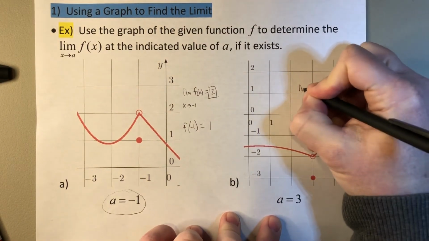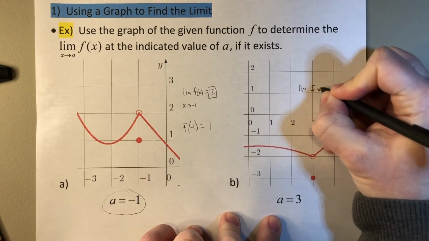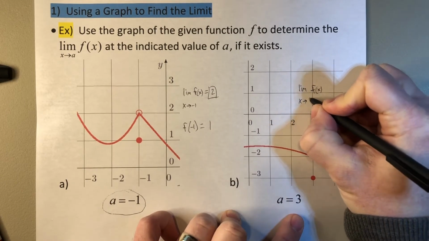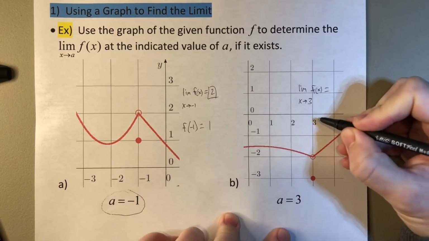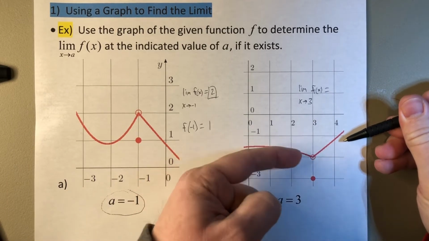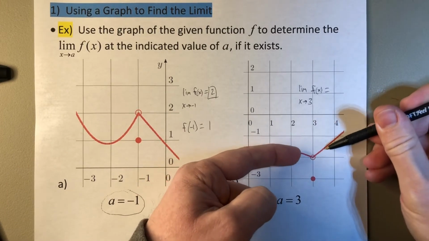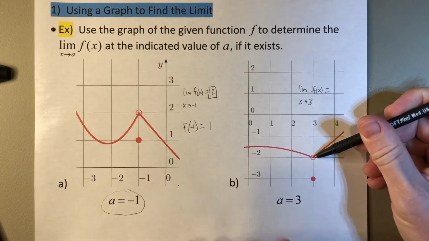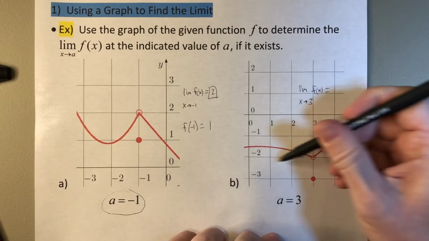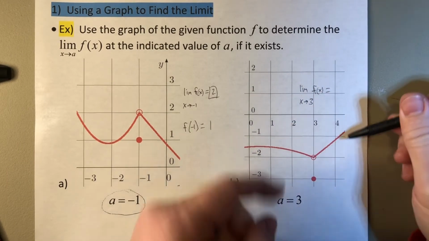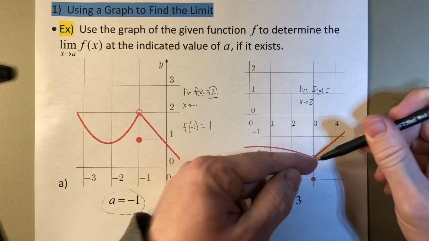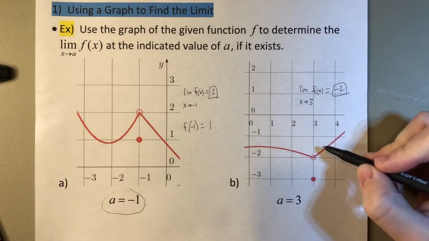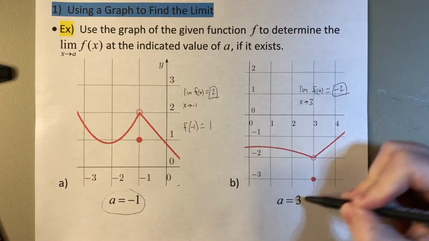So the limit of this given function f as x approaches this a value, 3, would be equal to what? Again, you're looking at this coming from the left and the right. Are you getting closer and closer to a specific y value? Yes, you are. It's not equal to this y value, but that doesn't matter. That's what a limit's all about. What are you getting closer and closer to? You're getting closer to -2. That'd be the answer for the limit of the given function f as x approaches 3.